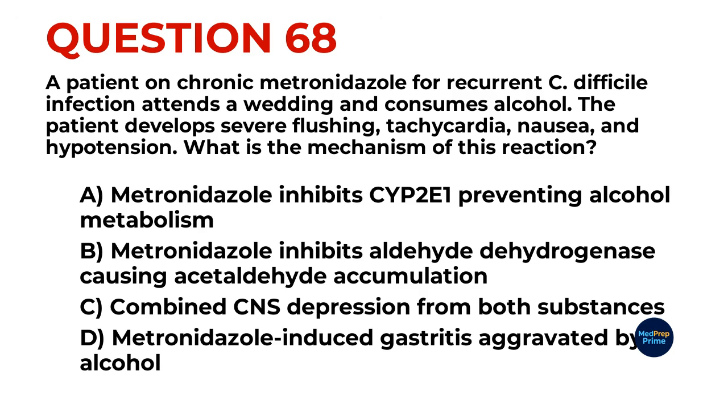A patient on chronic metronidazole for recurrent C. difficile infection attends a wedding and consumes alcohol. The patient develops severe flushing, tachycardia, nausea, and hypotension. What is the mechanism of this reaction?